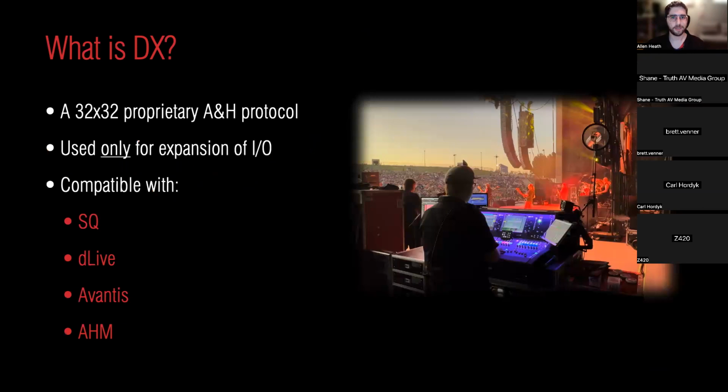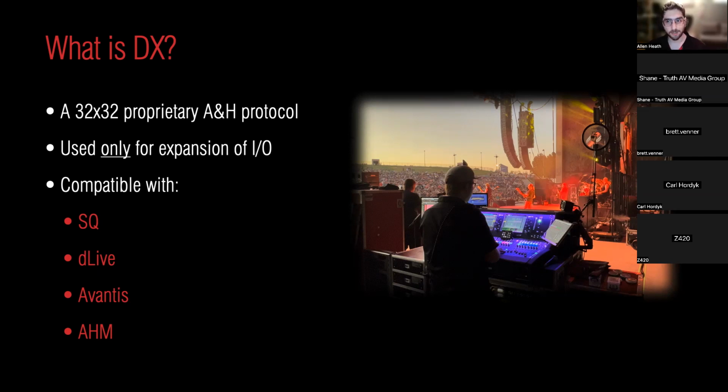So first of all, what is DX? It's a 32 by 32 proprietary Allen Heath protocol. So that means when you see a DX port on your system, like on a DLive stagebox, for example, that can send a maximum of 32 outputs from the console, and it can also receive a maximum of 32 inputs from the stagebox to the console. So that's 32 by 32 bidirectional for that DX port.